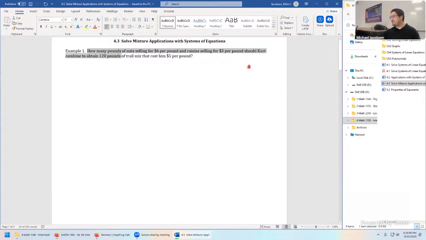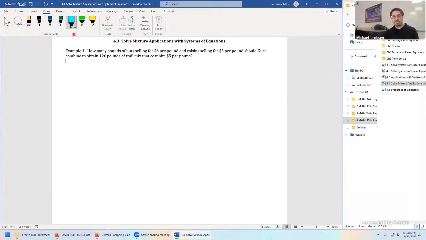So maybe Kurt has some other side hustle. He has a business that he's working. He needs 120 pounds of a trail mix that he's working on. Needs to come out to $5 per pound. And he's just using these two ingredients, the nuts and the raisins. So those are two unknown quantities. Let's highlight these and give them variable names. We have nuts selling for $6 per pound, raisins selling for $3 per pound.